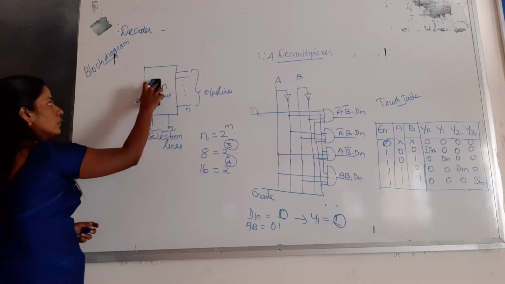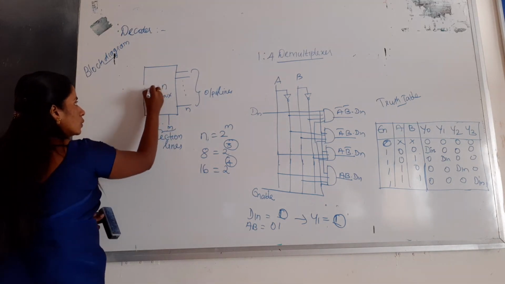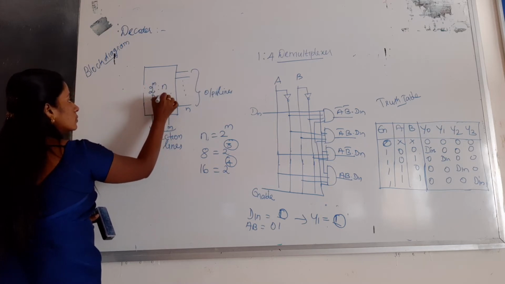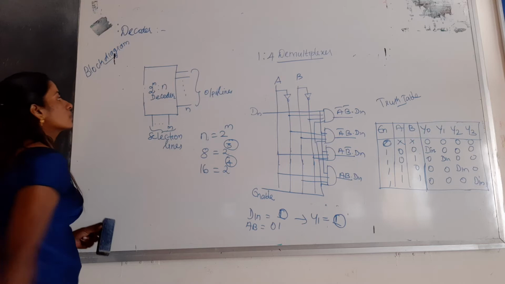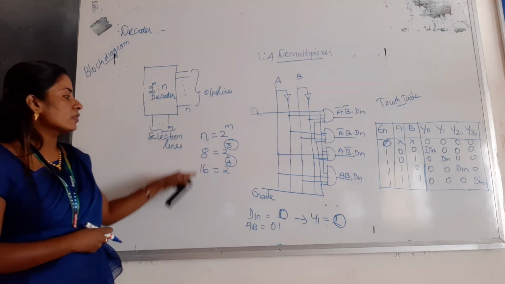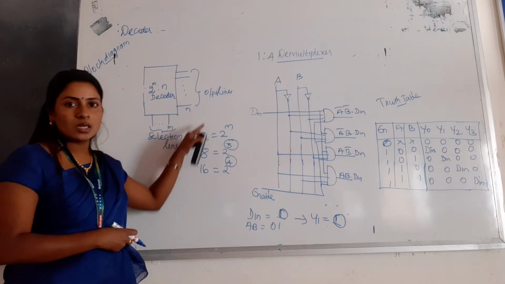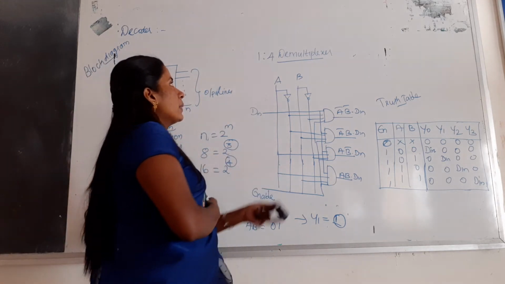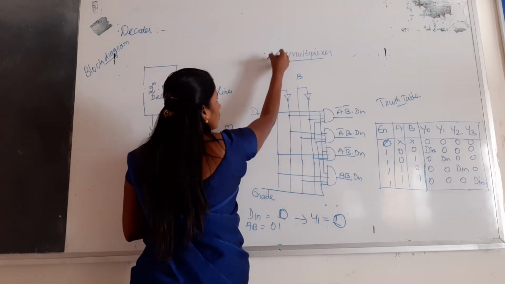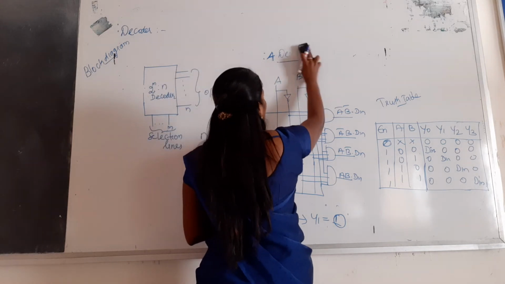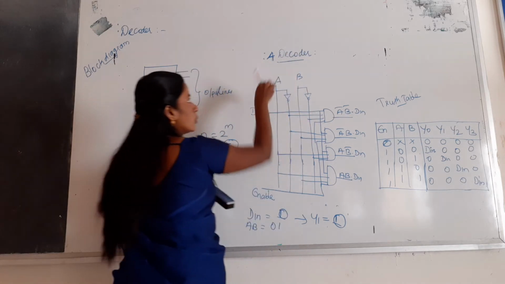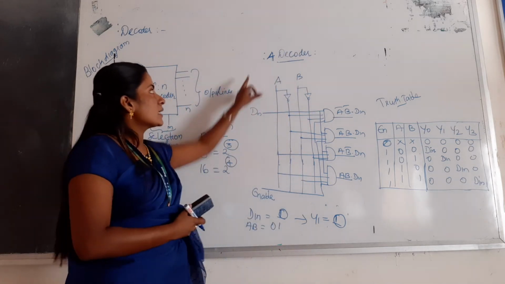So how will you write it here? An m to 2 power m, that is n, decoder. Same thing, the relationship between these two is the same. Next, I will draw a decoder. So what do I have to draw? If the output is 4, the selection lines: this side I have to write.